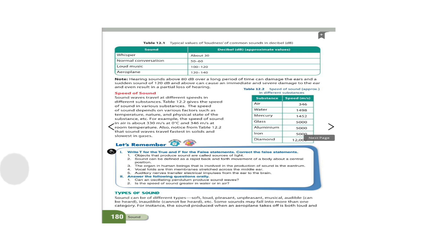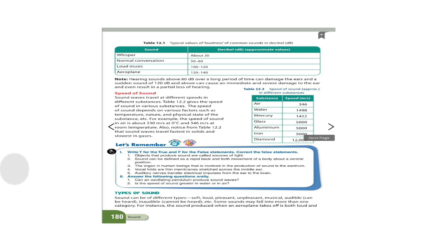Third question, the organ in human beings that is involved in the production of sound is the eardrum. Yes, right, true.